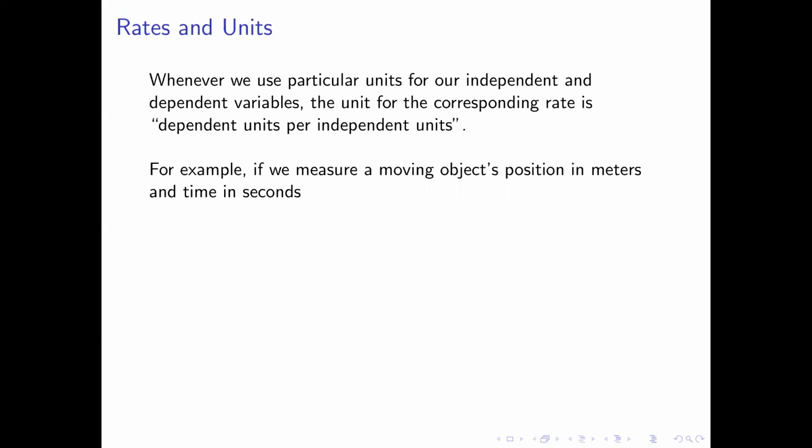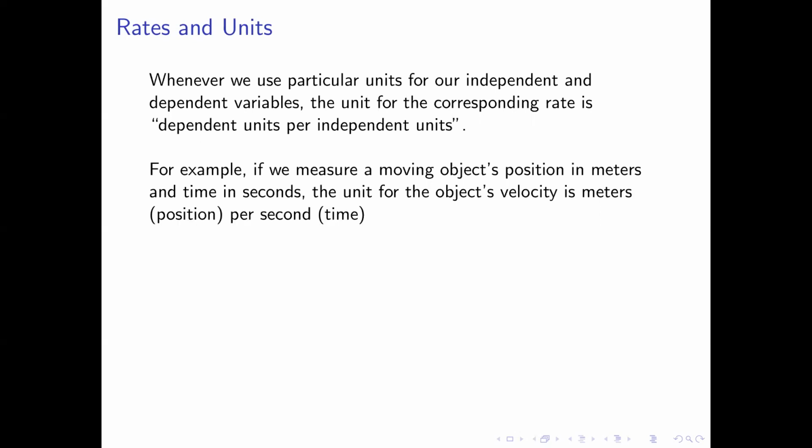So let's think of a version of one of the examples we just considered. Let's say we have a moving object and we're looking at its position and its time. So let's say we're measuring the object's position in meters and the time during which the object is moving, in seconds. In that case, the velocity, which would be the rate of change of the object's position over time, would be measured in meters per second, position units per time units. And you'll often see abbreviations like m/s as an abbreviation for meters per second.